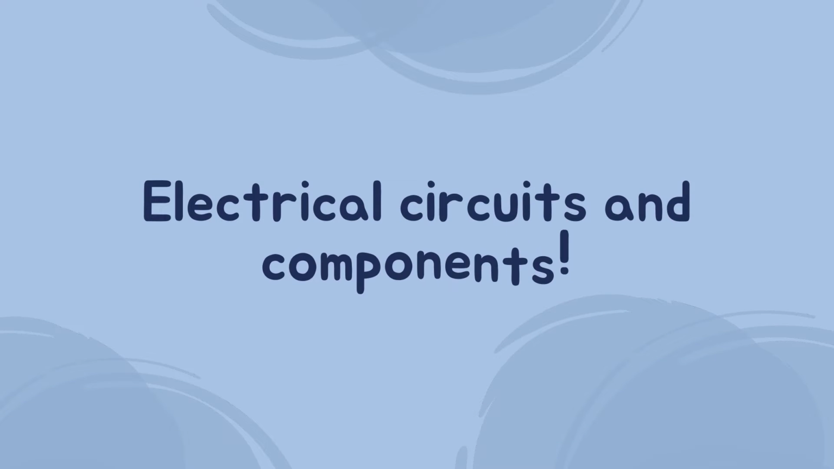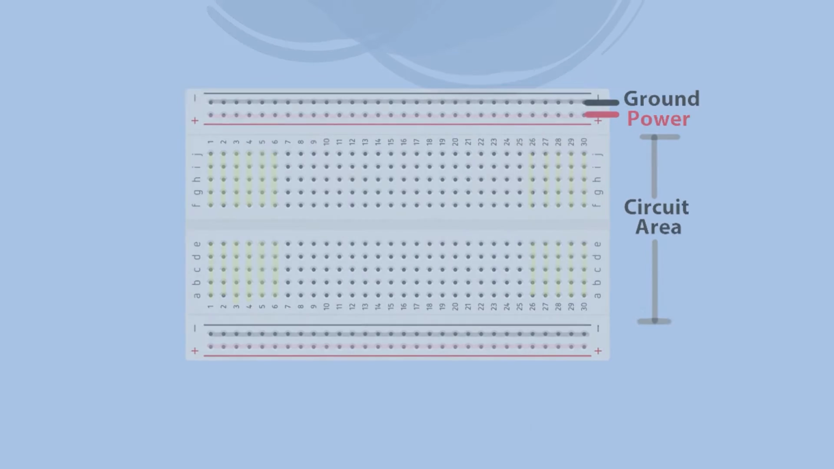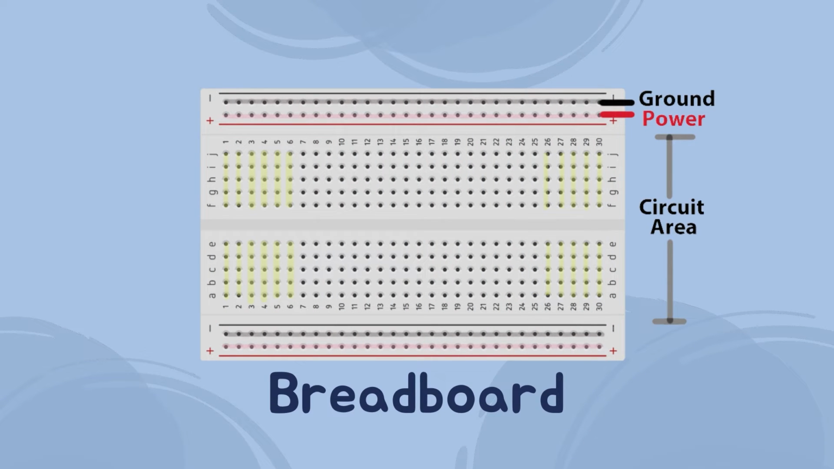You want to build an electrical circuit someday? Well, let me introduce you to some important electrical components and their functions. This is a breadboard. A breadboard is used to build an experimental model of an electrical circuit. The power and ground rails are presented on both sides of the breadboard and carry the same current throughout. The circuit area is connected through rows which will carry the same current.